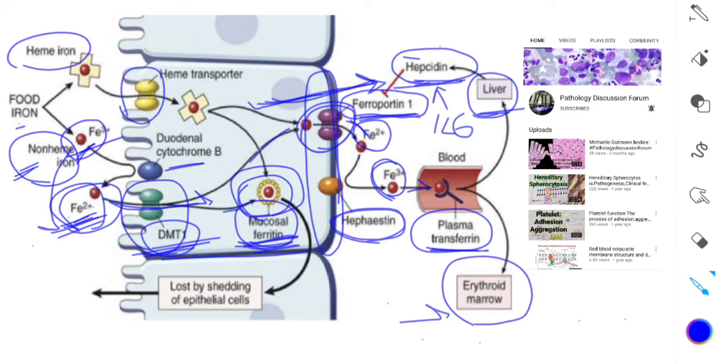So in case of inflammation, there will be more hepcidin and it will degrade the ferroportin, and there will be less absorption of iron, and this will lead to anemia of inflammation or anemia during infection. So this is the process of iron absorption into our body.